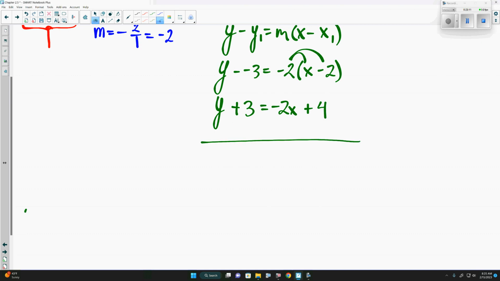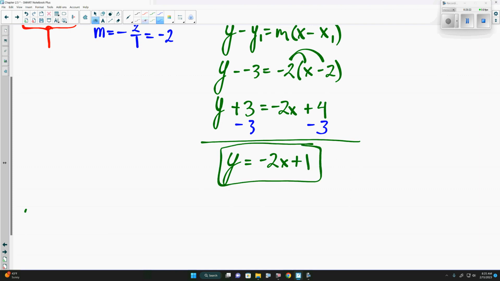At this point, we just need to subtract 3 from both sides, telling us y equals -2x plus 1. That's it. That's point slope, or slope-intercept form.